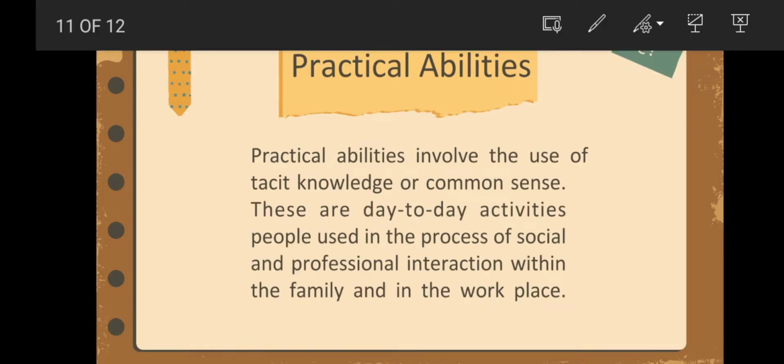The last one is the practical abilities. Practical abilities involve the use of tacit knowledge or common sense. These are day-to-day activities people use in the process of social and professional interaction within the family and in the workplace. Sa araw-araw nating pamumuhay, may mga activities talaga na ginagawa natin araw-araw, mapa-labas o sa bahay, sa pamilya, sa mga katrabaho o mga kaibigan mo sa labas.